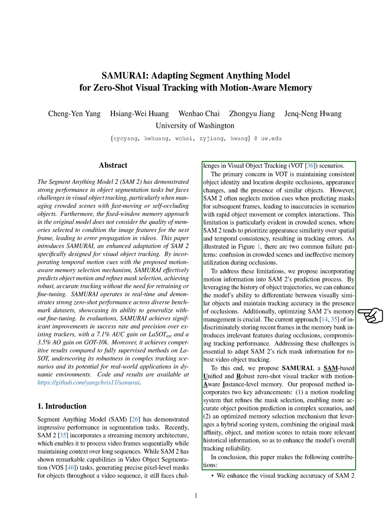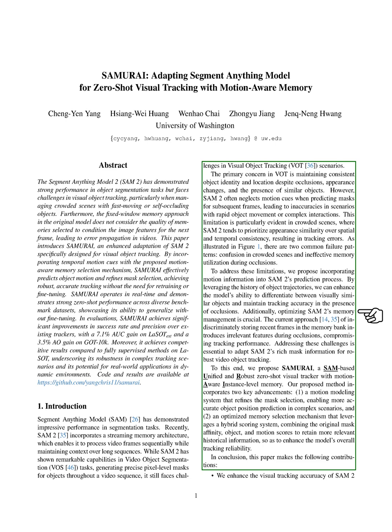To address these challenges, we propose Samurai, a SAM-based unified and robust zero-shot visual tracker that incorporates motion-aware instance-level memory. Our method includes two main improvements. First, a motion modeling system that refines mask selection for better object position predictions in complex situations, and second, an optimized memory selection mechanism that uses a hybrid scoring system. This system combines original mask affinity, object, and motion scores to keep more relevant historical information, enhancing overall tracking reliability.